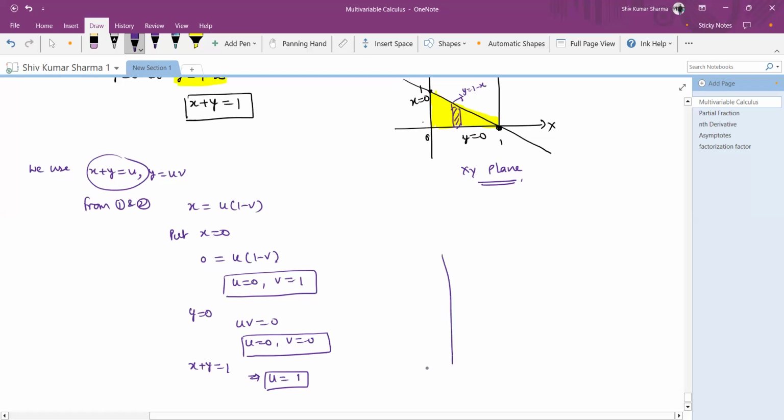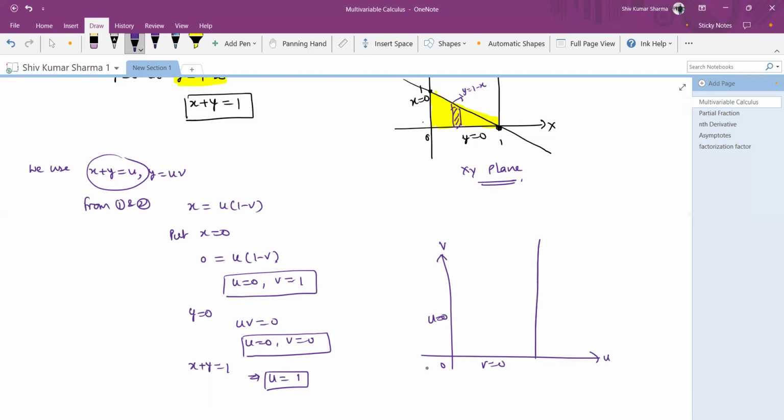So when we draw the uv plane, this is our u, this is v, and here is u equal to 0, here is v equal to 0, and we take u equal to 1, v equal to 1. So this is our shaded portion. We are going to evaluate for this portion. Here both limits are constant, so we just evaluate for this.